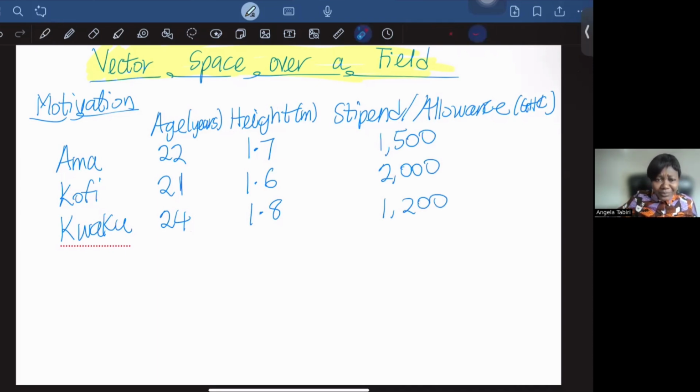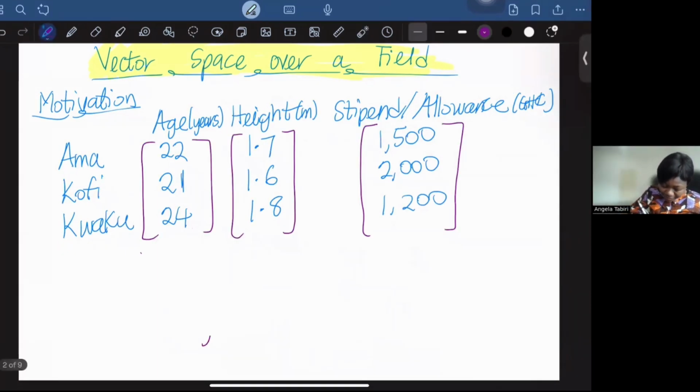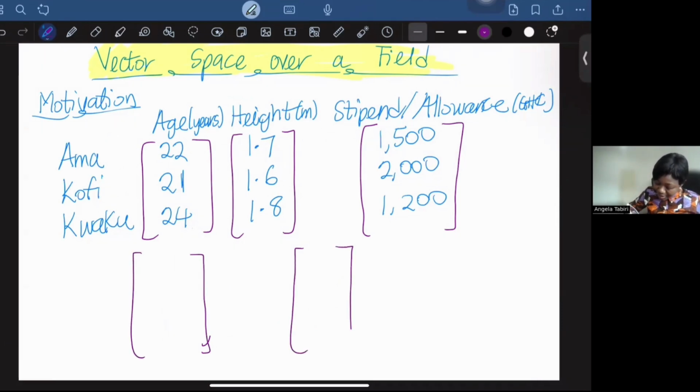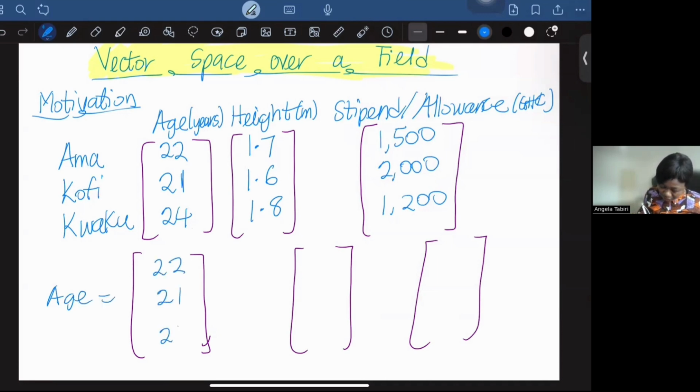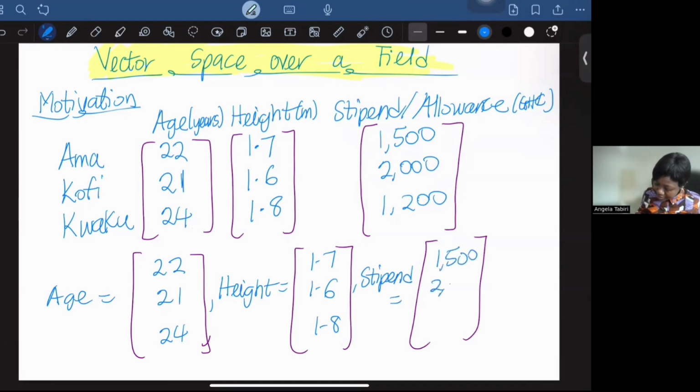What do I do with this data? So we can have one container storing data about the age, and another container storing data about the height, and another container storing data about the allowance. So I'll call this container age, which here I have 22, 21, 24. The other container height, which we have 1.7, 1.6, 1.8, and the other container stipend, which we have 1,500, 2,000, and 1,200.